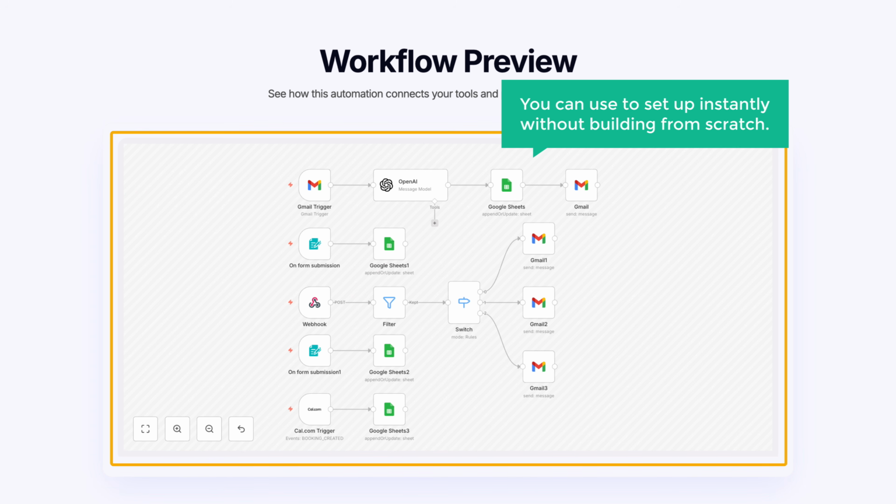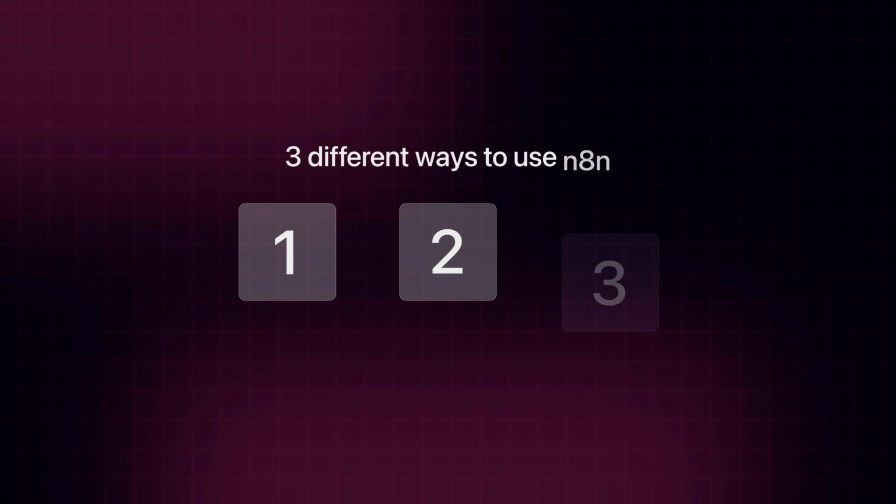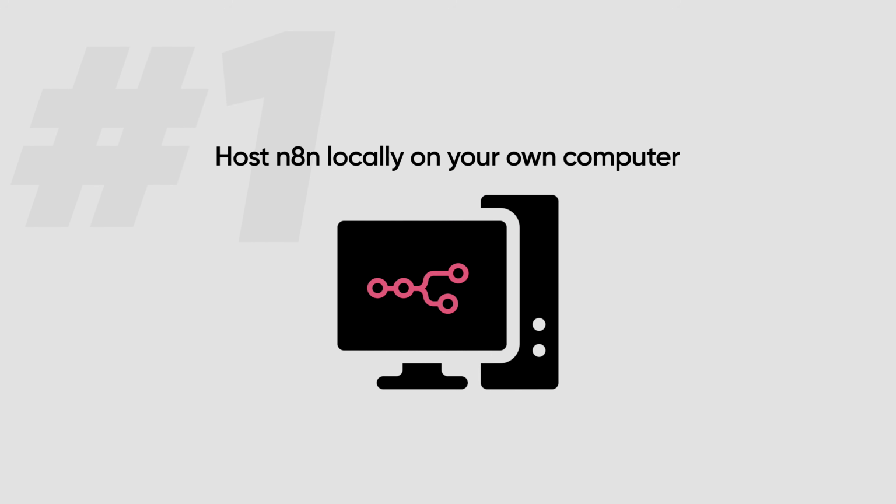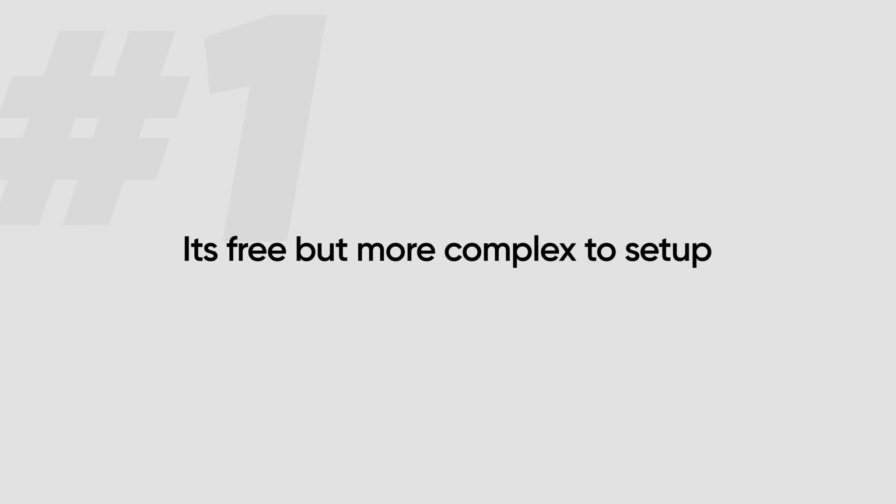Now here you can see that we have a ready-made workflow template that you can use to set up instantly without building from scratch. In order to use this template, first we need to have an N8N hosting. Now there are 3 different ways you can use N8N. The first option is to host N8N locally on your own computer. This option is free, but it is more complex to set up.